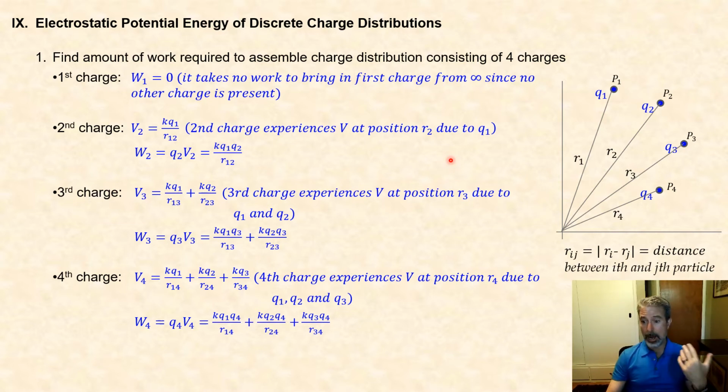So now the total amount of work done, as you would imagine, is what we get by adding up the total work due to each of these work terms. That is W1 plus W2 plus W3 plus W4, which we will do on the next slide.